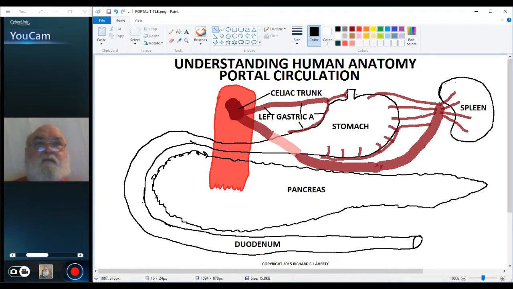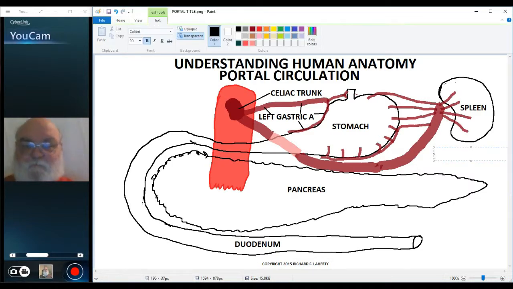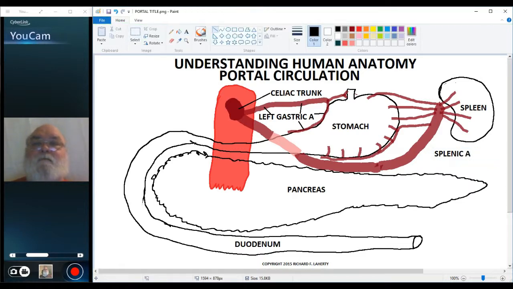Then we have the splenic artery. And the splenic artery is the one that runs on the dorsal body wall near the pancreas and winds up over at the spleen.